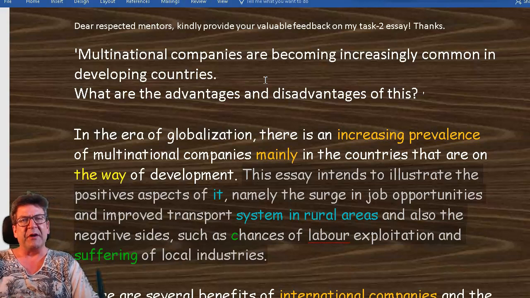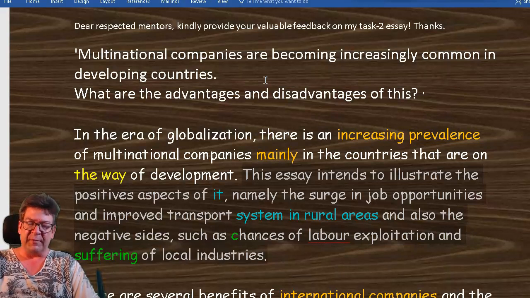But it's not a gradable adjective. Oh, it's very prevalent. No, it's prevalent or it isn't. Mainly in the countries. How about countries that are on the way of development? Sorry, I know that's yellow. That is for lexical. It's not a common collocation; you don't hear that. Okay? Developing nations is fine.